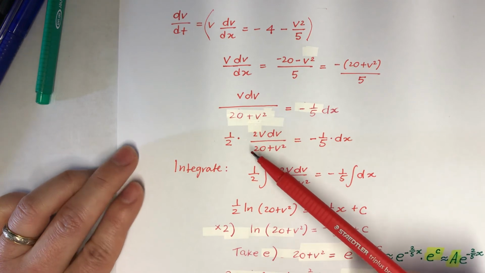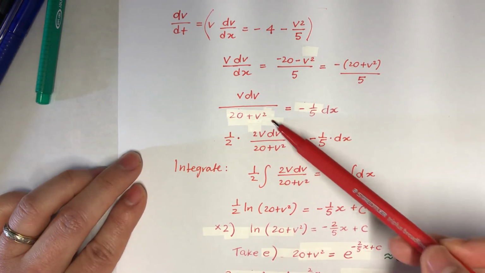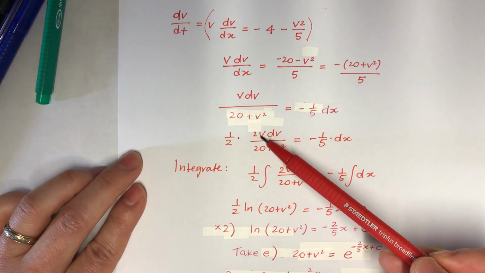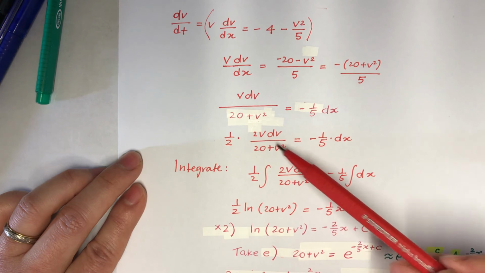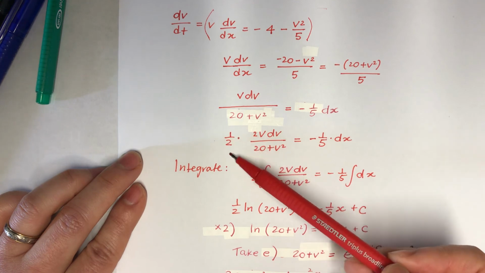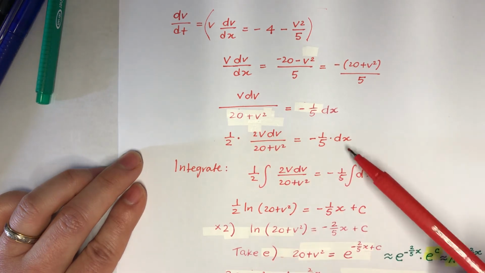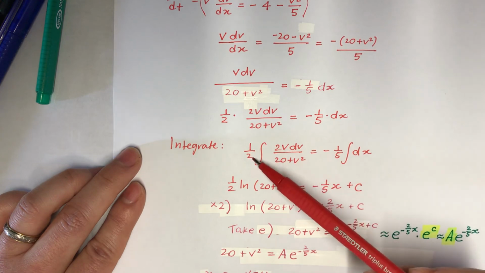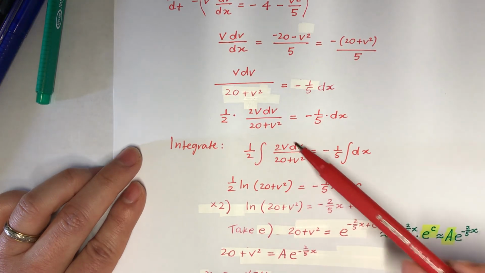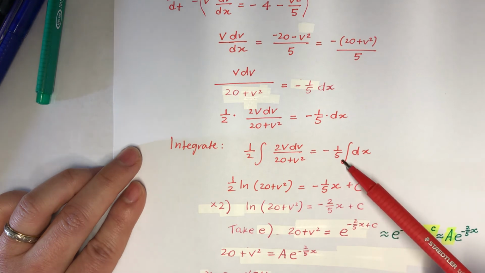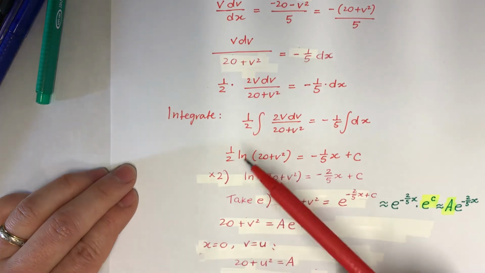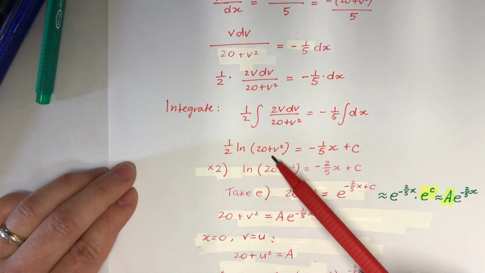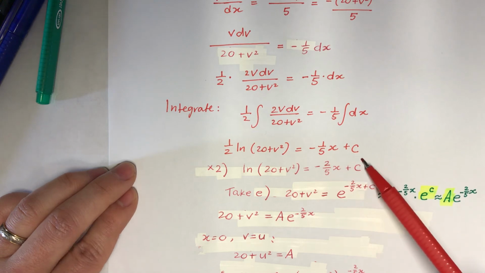I'm trying, because I know I'm going to have to integrate, because I have to make v the subject. I want it to be v equals something. So I know I need 2v here when I do that, so I'm just going to times by 1 over 2 and make it into 2v. When I integrate, I've got a constant, and then this, and you know it's going to be ln, and it's going to be minus 1 over 5 integrate dx. So when I do that, I'll get half ln of 20 plus v squared equals that.